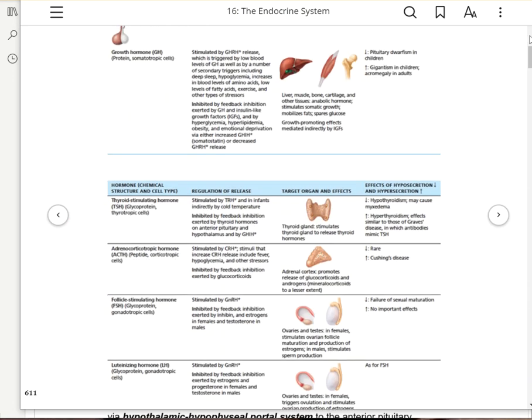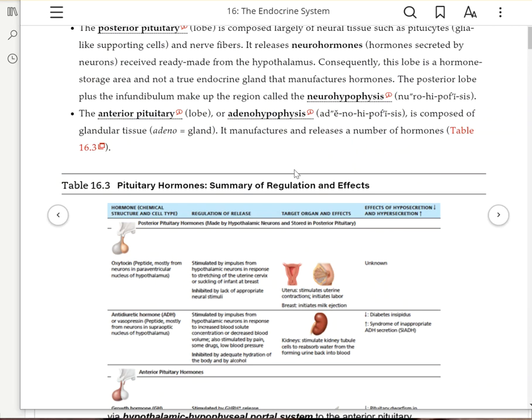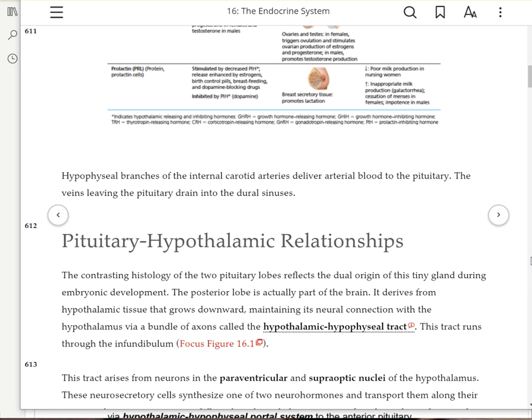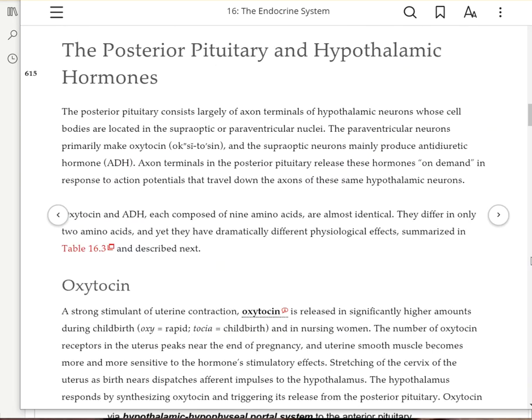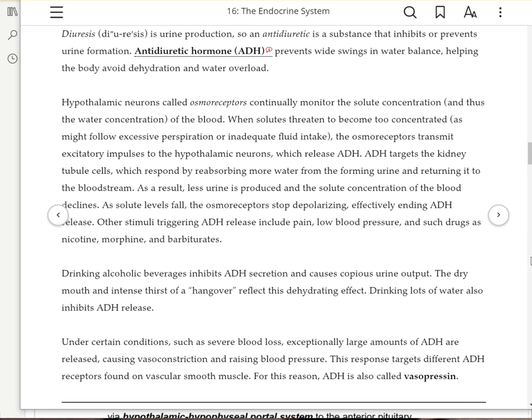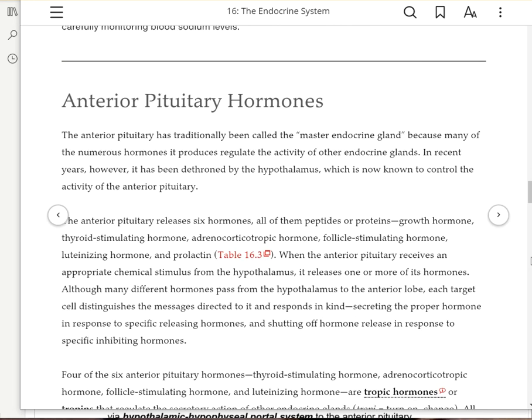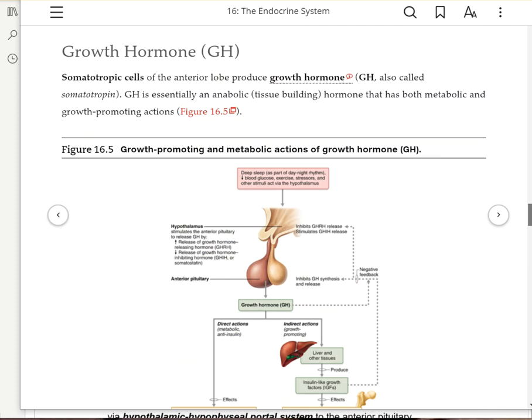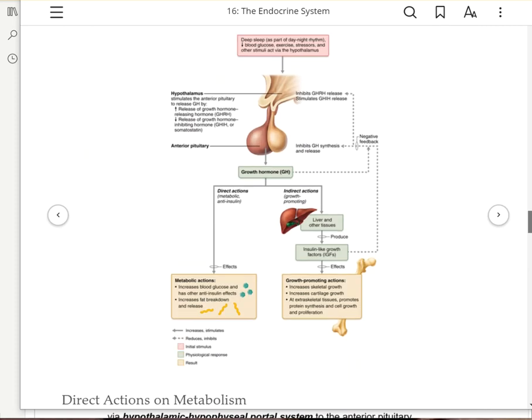Oh yeah, by the way, all of the hormones that are in the pituitary gland are listed in table 16.3. So you see oxytocin and antidiuretic hormone there. And then we get to growth hormone and thyroid stimulating hormone and all the other hormones that we're going to talk about, the 8 total ones. And you can see there's lots of different ones here. What we wanted to talk about first, and we'll come back to some of the other ones later, is growth hormone.